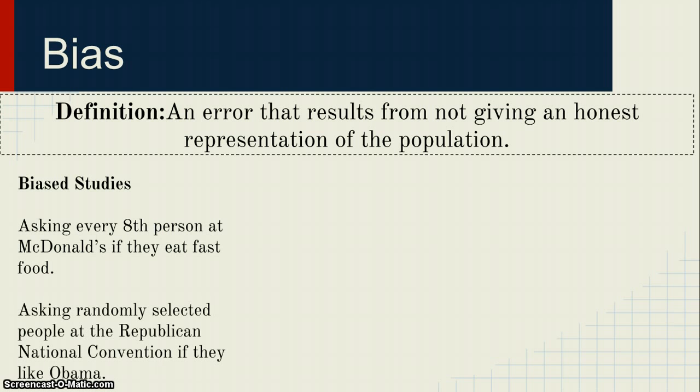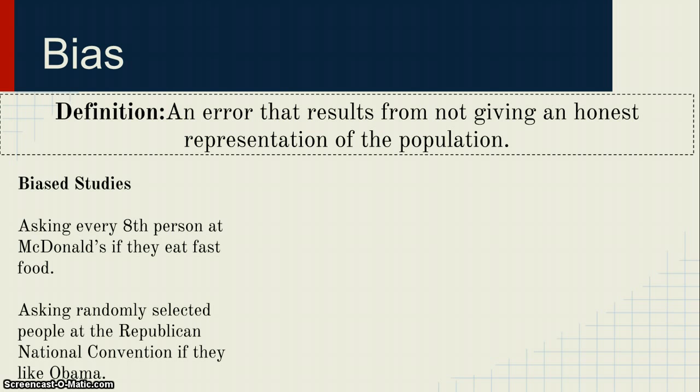Another one, asking randomly selected people at the Republican National Convention if they like President Obama. The Republican National Convention is going to be full of a lot of Republicans, and in general, most Republicans aren't big fans of Obama because he's a Democrat. So if you want an unbiased sample, you wouldn't pull that only from the Republican National Convention. You would have to, again, go somewhere where people aren't being grouped by their political affiliation. You'd have to go somewhere that's a little more open.